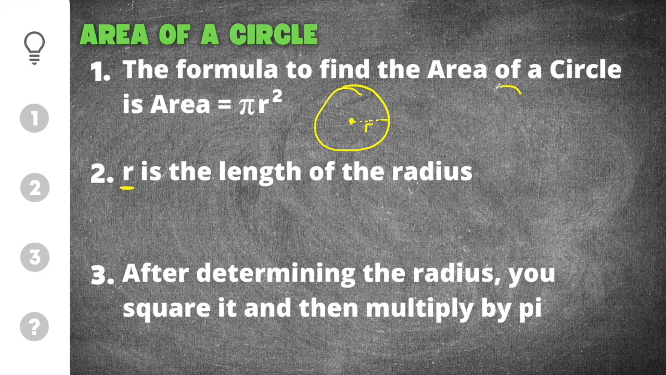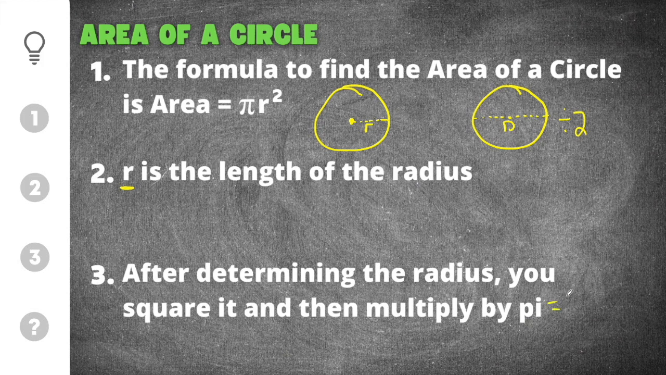If you have a circle and the line runs all the way across that circle, that would be called the diameter. And in order to go from the diameter to the radius, you will divide by 2. Once you know the radius, whether they gave it to you in the problem or they gave you the diameter and you divide it by 2, you can use it to find the area of the circle. Once you know the radius, you will square the radius and then multiply it times pi.